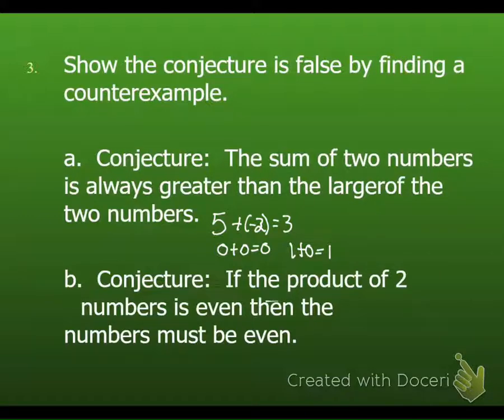The last one is the product of two numbers is even, then the numbers must be even. So if you multiply two things together and you got an even number, is there any way to do it with both those numbers not being even? Yeah. Okay, I heard a yeah. Can anybody give me an example?